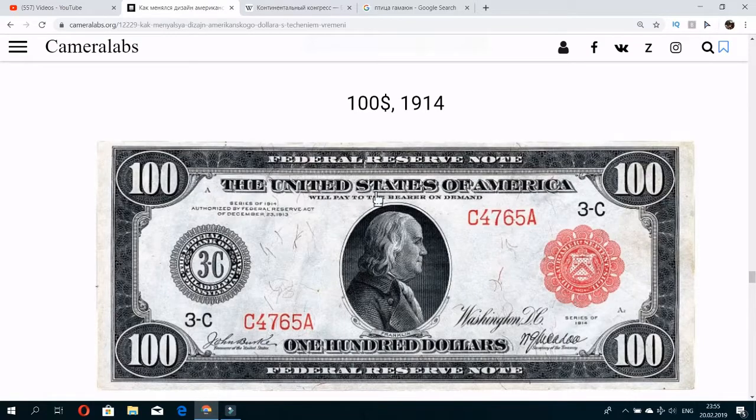And they say the United States of America will pay to the bearer on demand. Okay, so something changed, and the Federal Reserve is authorized by the Federal Reserve Act of December 23rd, 1913. It's the first series of 1914. We have Franklin here, the good old Franklin that we know, but standing a different way.